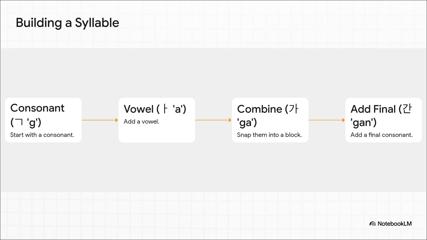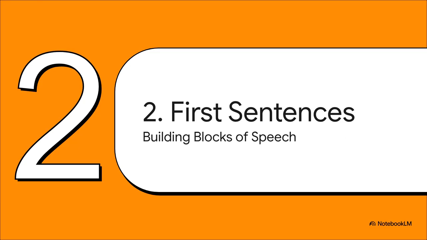Seriously, building a word in Korean is just like playing with Legos. You take a consonant, G, snap on a vowel, ah, and bam, you get a block. If you need another sound, you just stick another consonant on the bottom. Every single syllable works this way. It's so predictable and logical. All right, you've got the alphabet down, you've leveled up.